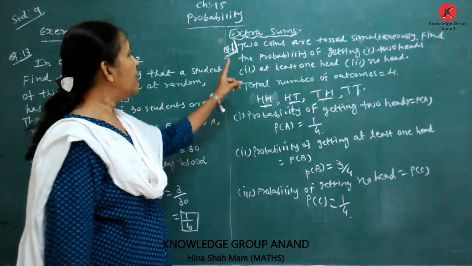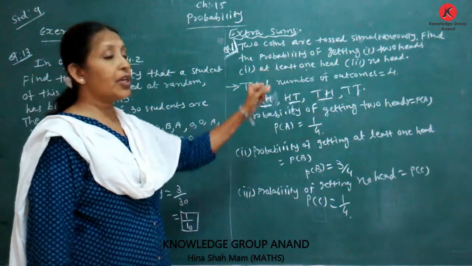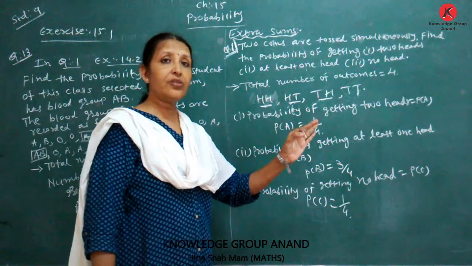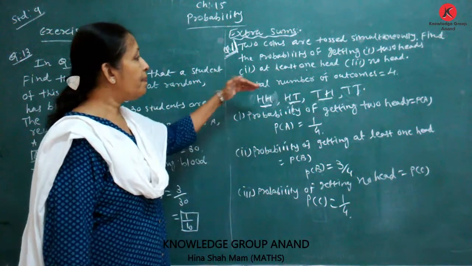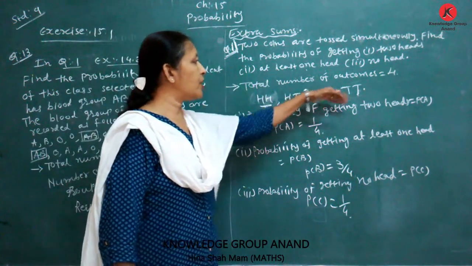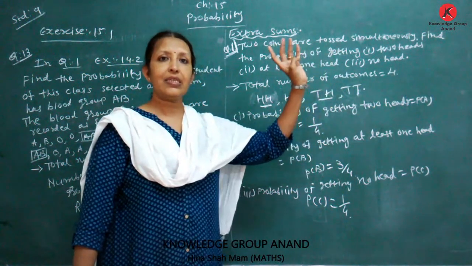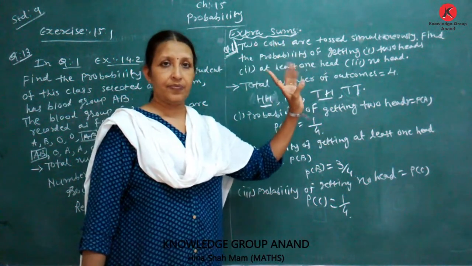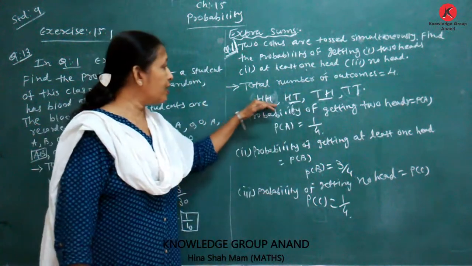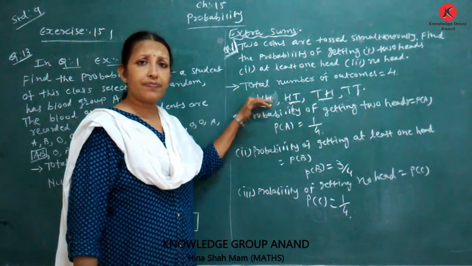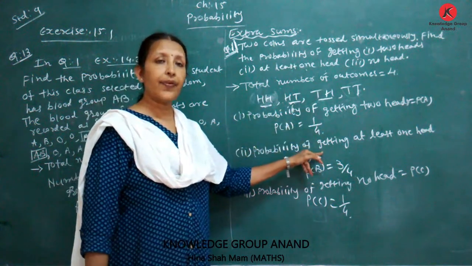Again this question: 2 coins are tossed simultaneously. Find the probability of getting 2 heads, at least 1 head and no head. Total outcomes is equal to 1, 2, 3, 4. I write here 4 outcomes. Which are they? HH, HT, TH and TT. First question is getting 2 heads. Therefore here only 1 outcome, we get 2 heads. Therefore 1 by 4.